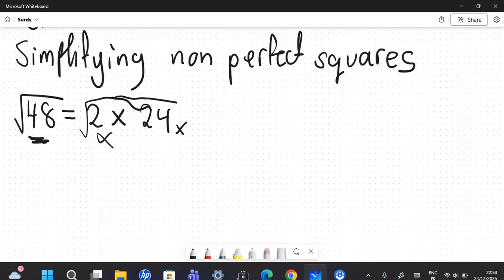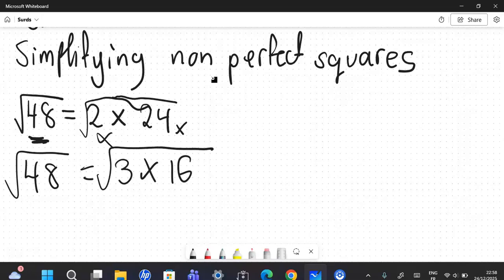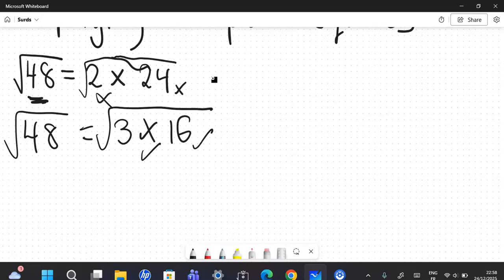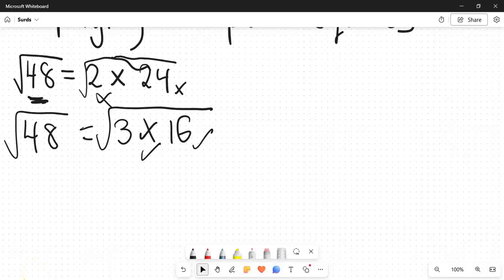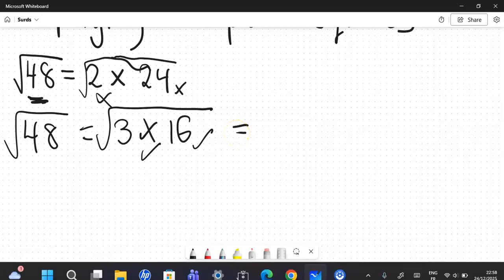So 2 times 24 cannot. How about we try 3 times 16? It can go because 16 is a perfect square. So in that case, the square root of 16 is 4. So our final answer here will be 4 root 3. This is our answer. So this is how we simplify a non-perfect square if it's in square root form.